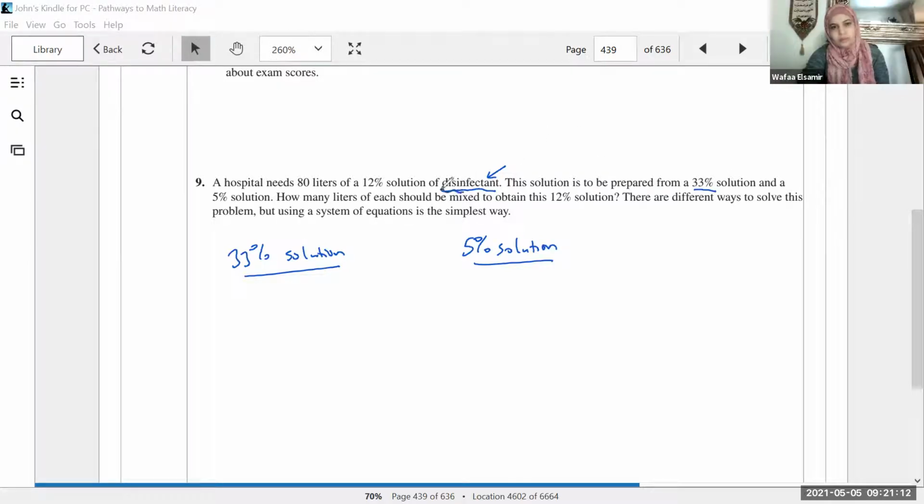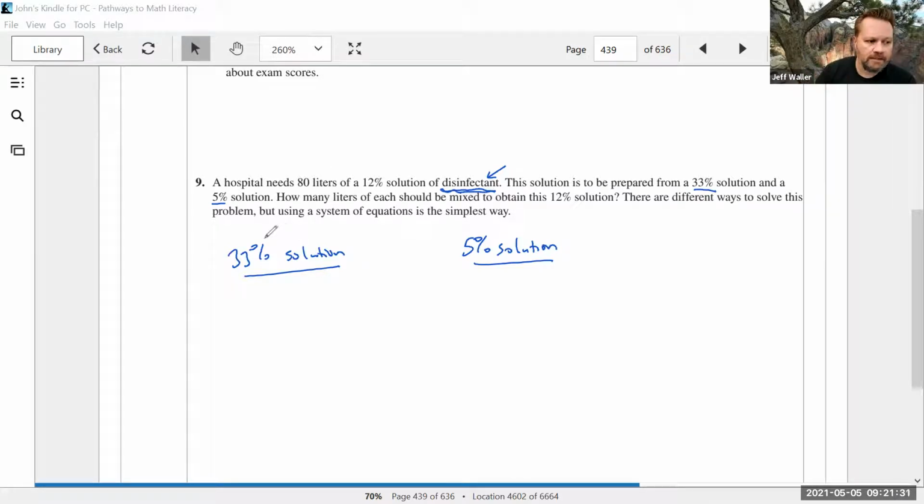So it's kind of like heavy on the disinfectant. And then we have a 5% solution, which means 5% of it is disinfectant and the rest is something like water. Okay. You have to understand what I just said to do the problem? No. Does it make the problem make a little more sense? Hopefully.